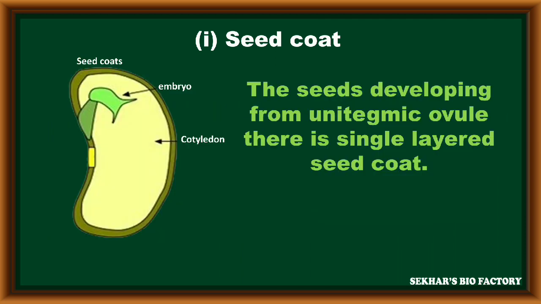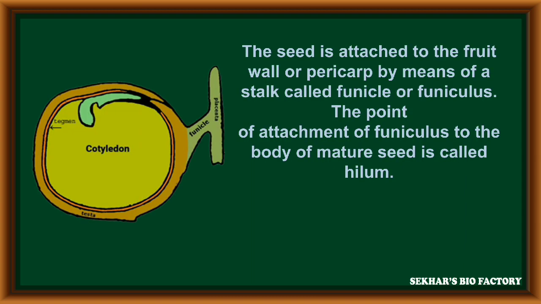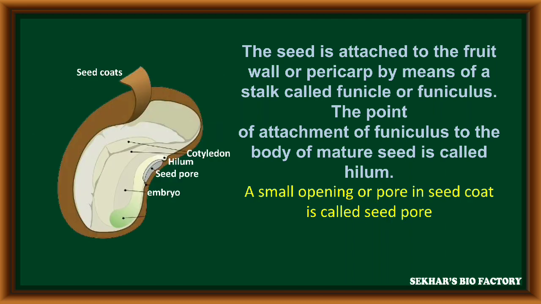But in some of the seeds which are developed from unitegmic ovules, the seed coat contains only one layer. The seed generally attaches to the pericarp wall or fruit wall with the help of a stalk called the funiculus. The ovule or seed attaches to the pericarp or fruit wall with the help of a junction called the hilum. In the structure of a seed coat, a minute pore is present, called the seed pore.